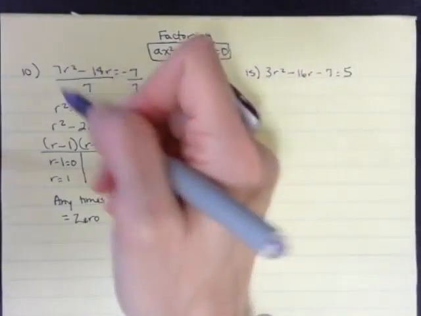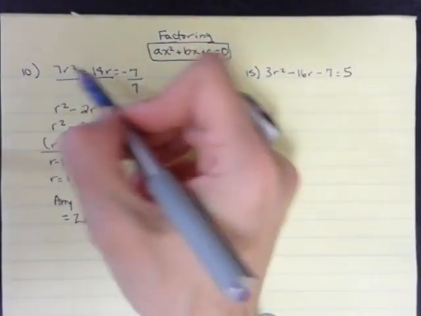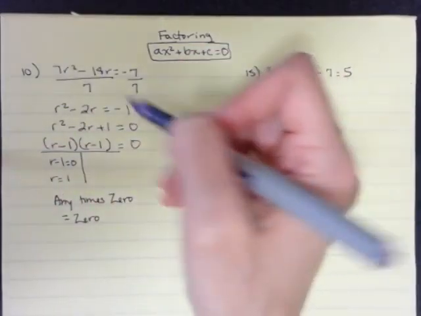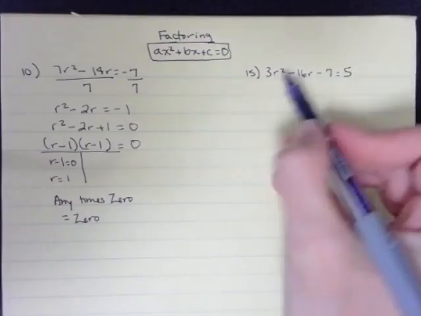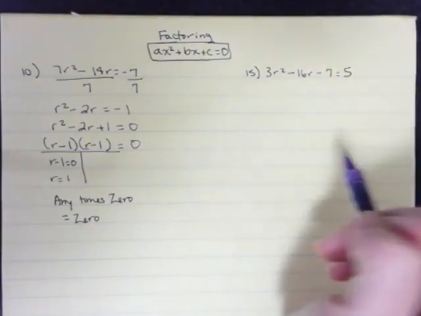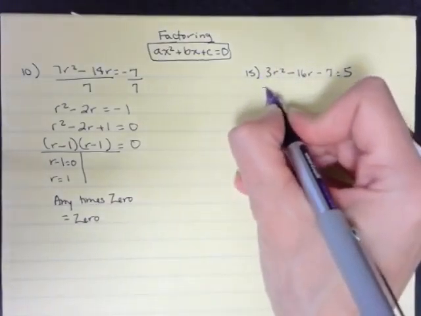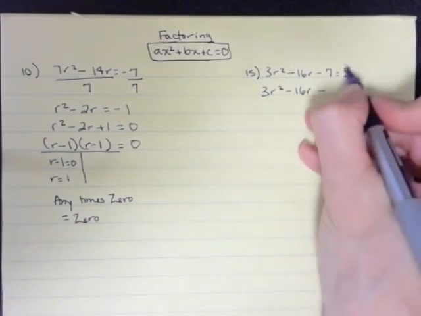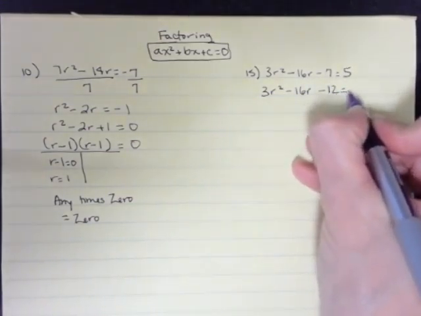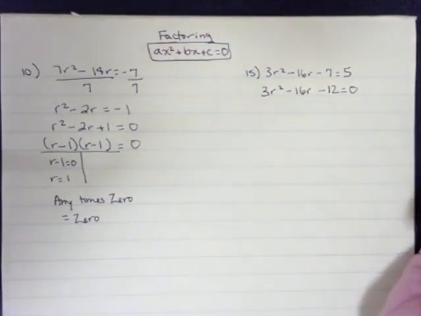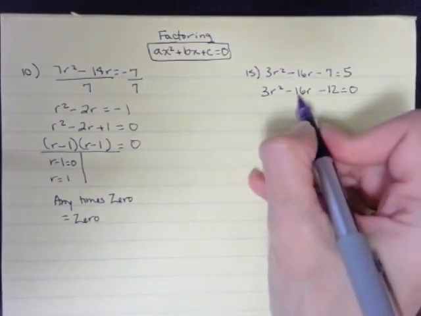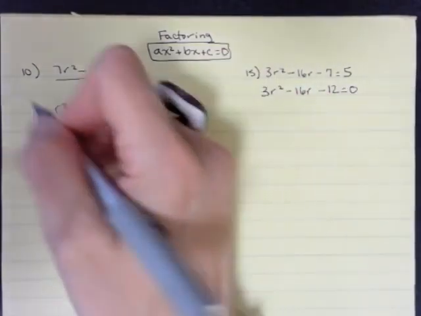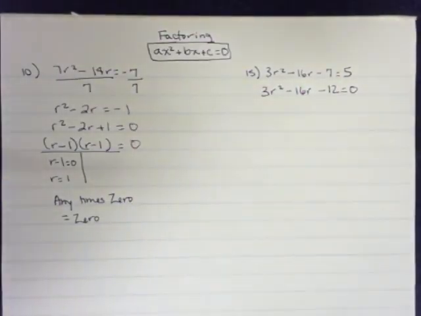Now, this worked out really nicely because 7, 14, and negative 7 are all divisible by 7, and they get you whole numbers. But what happens here with number 15? So the first thing we have to do is set it equal to 0, subtracting 5 from both sides. Now I can't divide by 3 because 16 isn't divisible by 3, so I have to kind of put this whole thing off to the side.